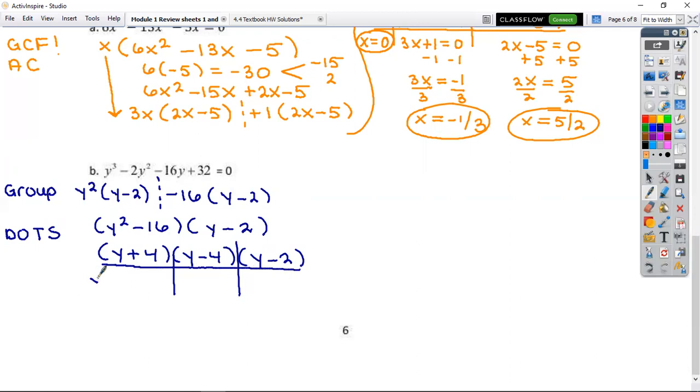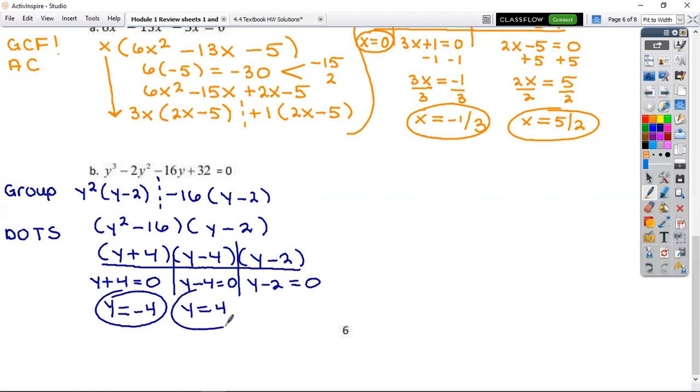So I would have y plus 4 equal to 0, y minus 4 equal to 0, y minus 2 equal to 0. Or again, you can just simply flip your signs if you're confident with that. Minus the 4, so I would have y equal to negative 4 as your first answer. Next one, I would add the 4 and get positive 4. And the third, I would get y equal to 2.